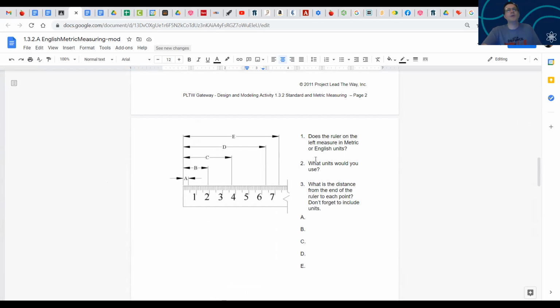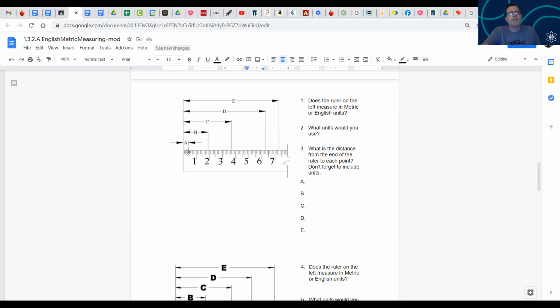The first thing you got to do to read it is say, is this an English or a metric one? Well, are all the lines about the same size? Is there about 10 of them? Or are they all over the place and there's 16 of them? That would determine whether it was English or metric. What units would you use? This would be inches, millimeters, centimeters, that kind of thing.